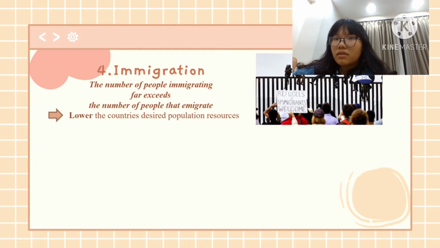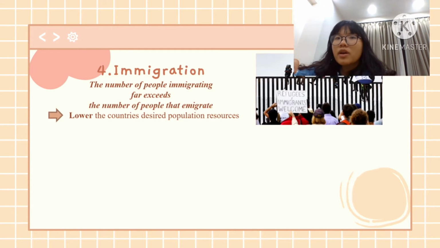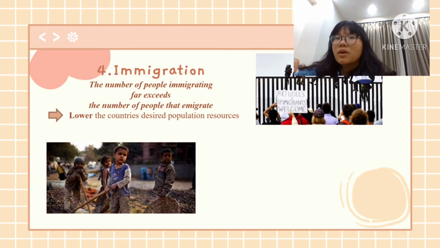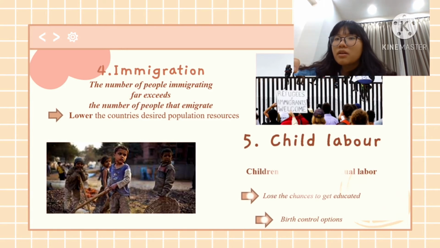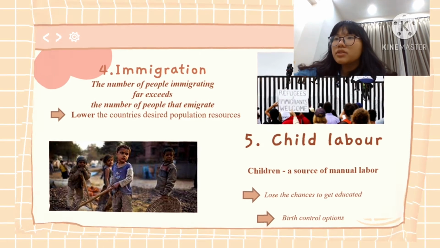Another reason is child labor. In many countries with loose child labor laws, children are intensively used as a source of manual labor. These children are rarely provided with birth control options as they grow, which further contributes to the booming population.